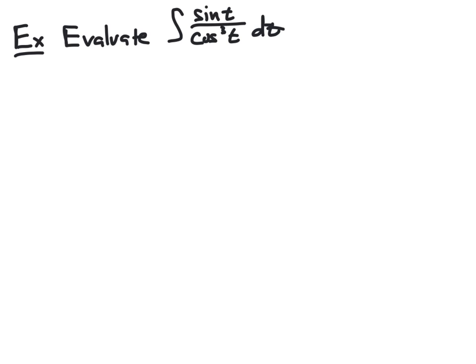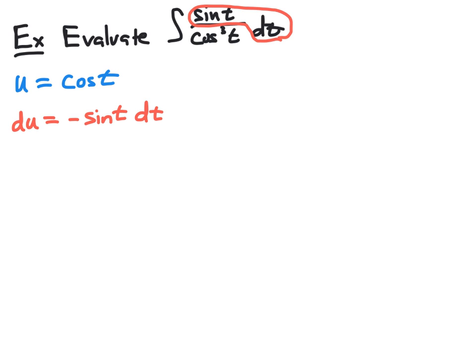So this suggests that we use a u substitution here, and we can let u be the inside function of that composition, which would be cosine of t in this case. Once we have u, we can differentiate that to get du, which we know is negative sine of t dt. And looking at our integral here, we see that we have most of this. We're just missing our negative sign. And so we can use that negative du is sine of t dt and make this substitution.